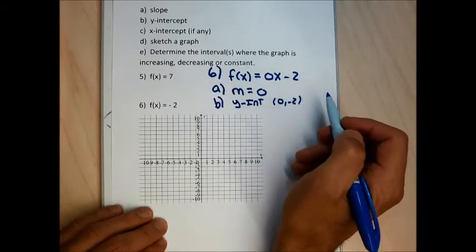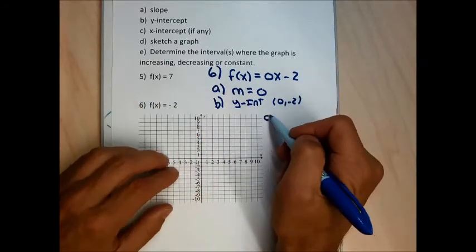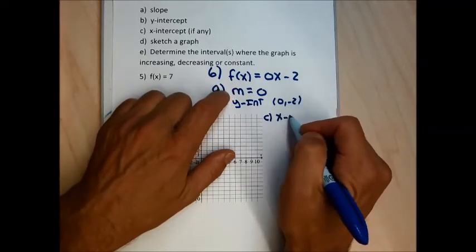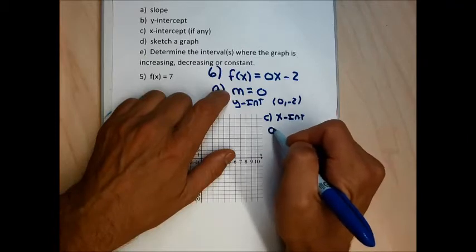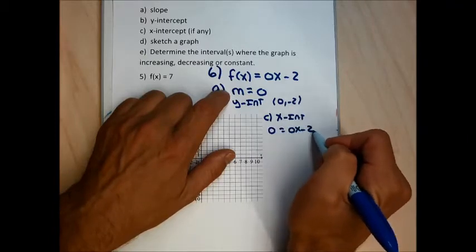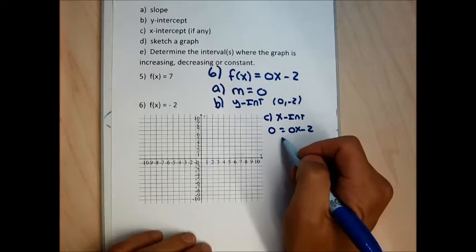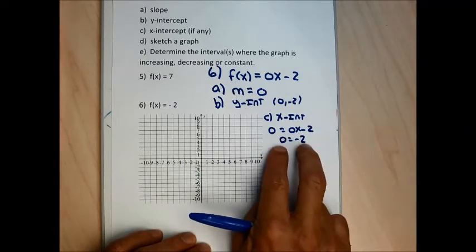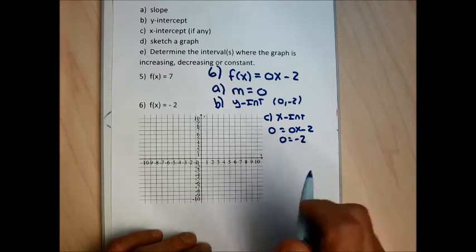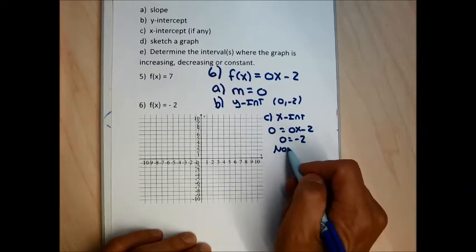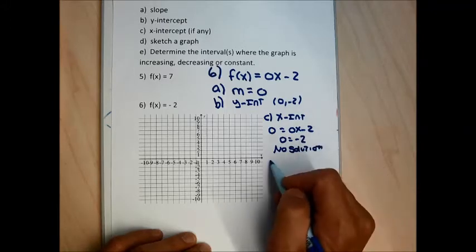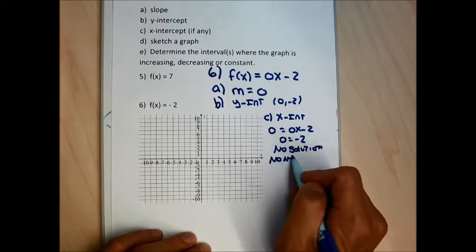The x-intercept is sneaky. To find the x-intercept, I replace the function symbol with 0, so I'm going to go 0 equals 0x minus 2. And this 0x is really just 0, so I'm going to really go 0 equal to minus 2. This is a false statement. If there's no letters in an equation and the statement is false, there's no solution to that. So this is going to have no solution, which means there's no x-intercept. The answer for the x-intercept is that there is none.